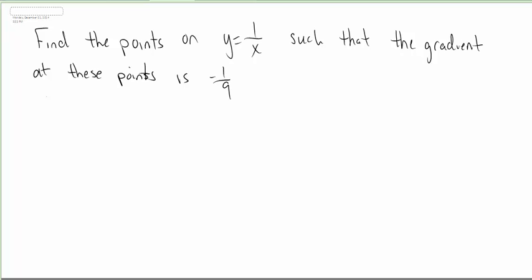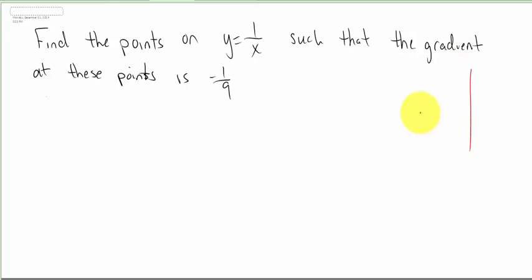So welcome back. We're going to continue working with the derivative today, with the definition of the derivative. So we want to find the points on y equals 1 over x such that the gradient of these points is negative 1/9.